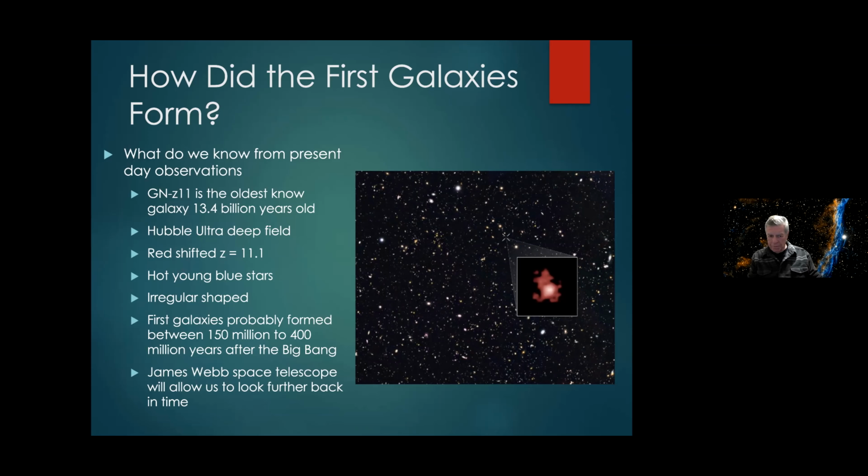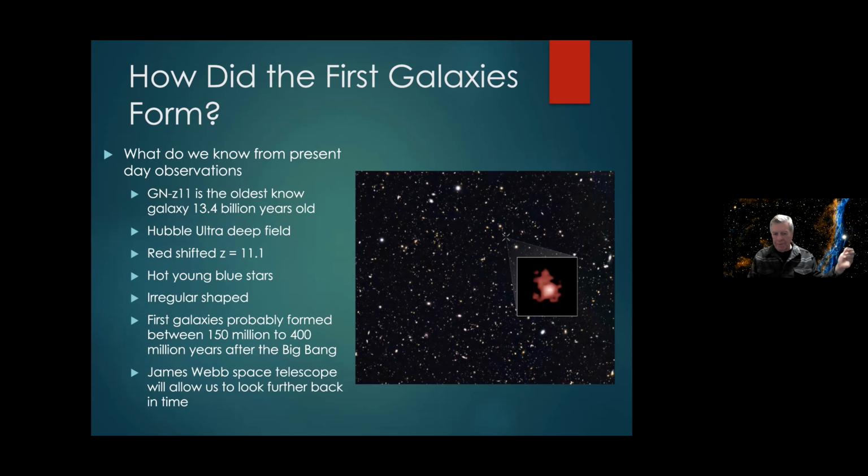Just for reference, that z number, which we use to indicate the redshift, for example, of M87, which is only 54 million light years away, has a z value of 0.004. So this image from Hubble's ultra deep field at a redshift of 11.1 tells us that these were very hot young blue stars when this galaxy was formed, but now they appear completely redshifted to this irregular red blob that we see in the image.